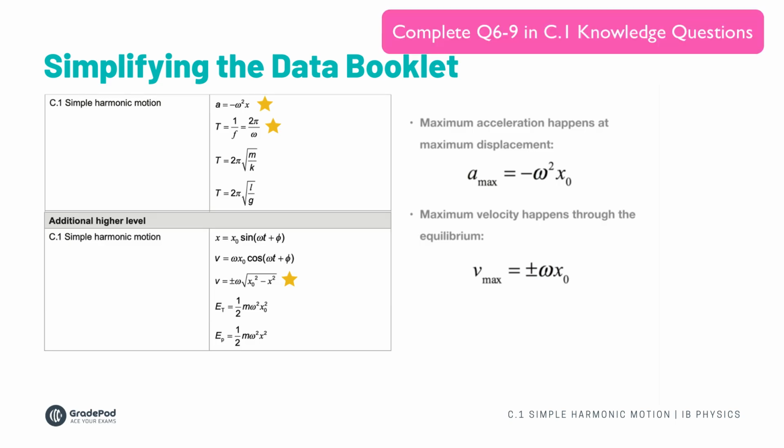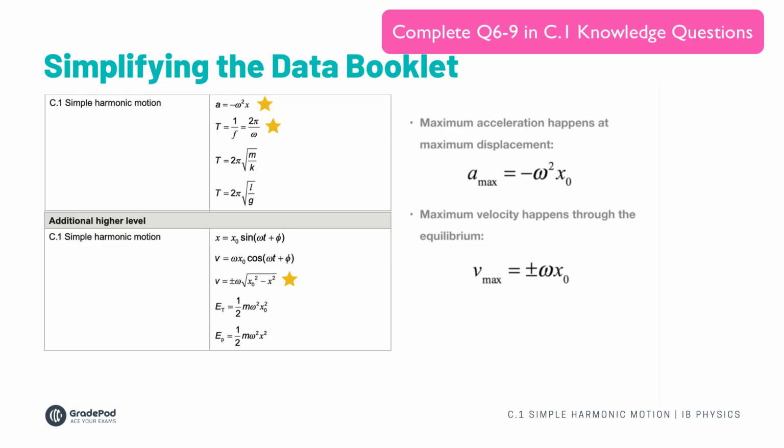What I have seen in many exam papers is they ask you to find the maximum velocity. Now the maximum velocity happens at equilibrium. So if we take a look at this equation here, v is equal to plus or minus omega square root of x naught squared minus x squared. The maximum velocity happens when x is equal to 0, at the equilibrium. In which case, if you're asked to find the maximum velocity, it actually simplifies down quite quickly, and you can use v max is equal to plus or minus omega x naught.